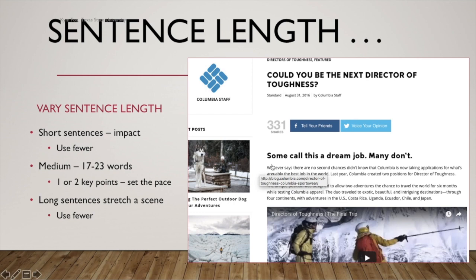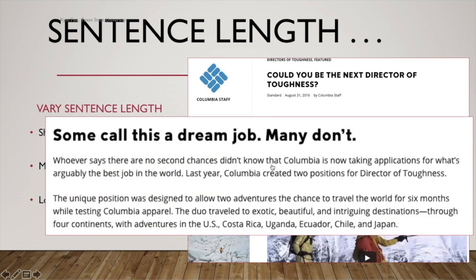Some call this a dream job, many don't. So very short sentences, sort of bringing you into the story to think like, what is this dream job? So here's the lead, and then we have: whoever says there are no second chances didn't know that Columbia is now taking applications for what's arguably the best job in the world. Last year, Columbia created 2 positions for Director of Toughness.